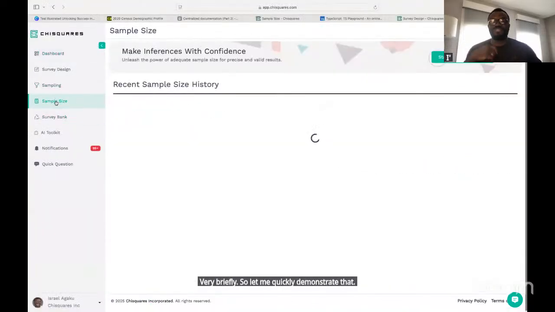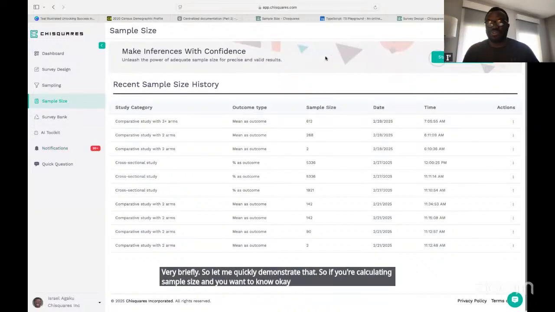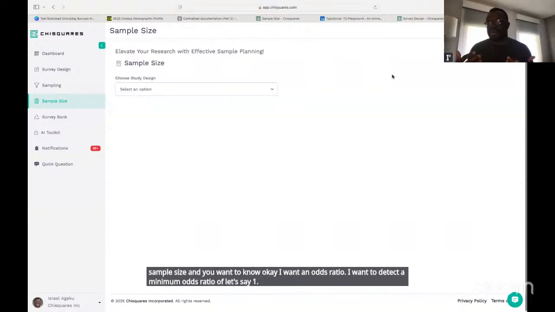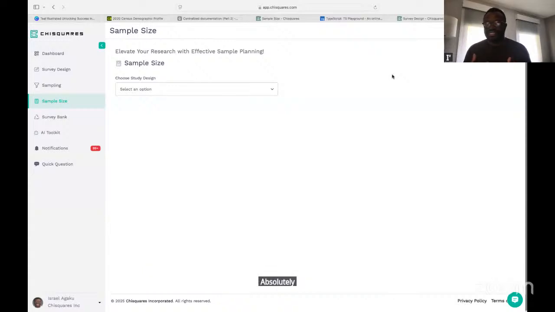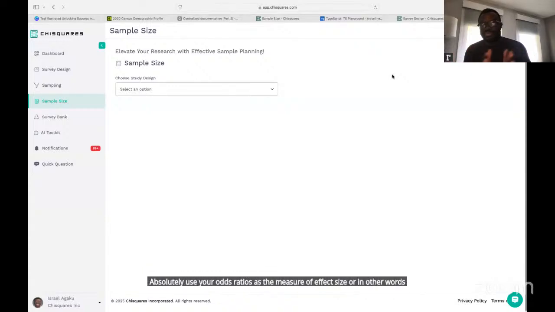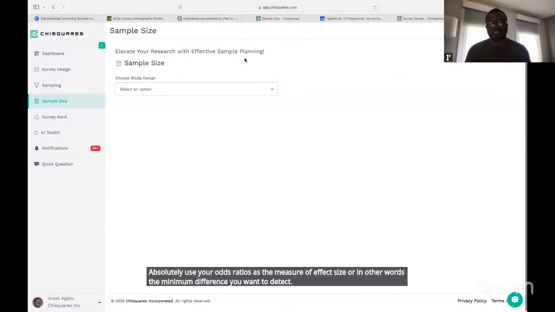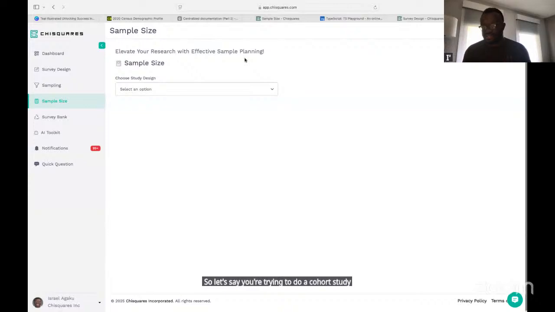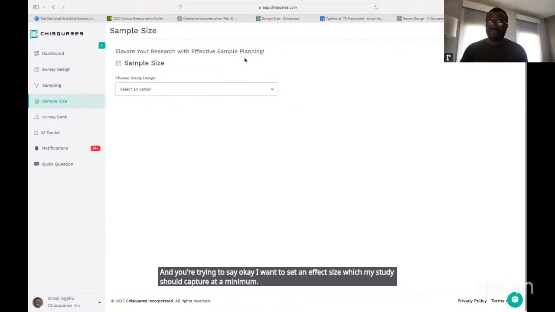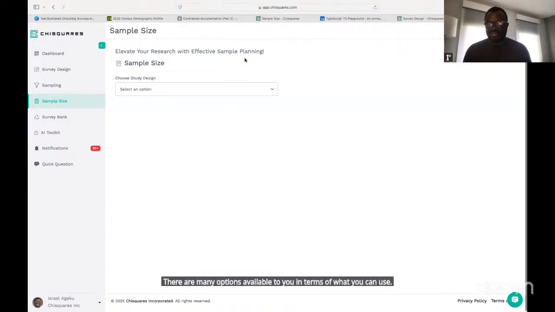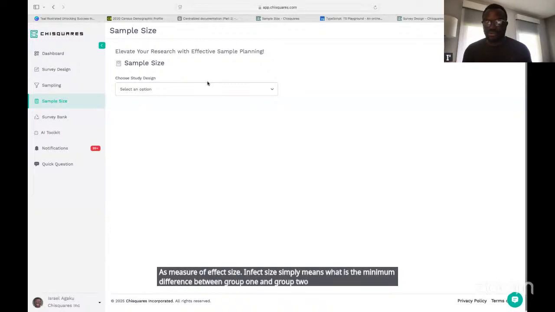So if you're calculating sample size and you want to detect a minimum odds ratio of, let's say, 1.5, right? You can absolutely use your odds ratio as the measure of effect size, or in other words, the minimum difference you want to detect. So let's say you're trying to do a cohort study or a case control study, and you want to set an effect size which your study should capture at a minimum. There are many options available to you in terms of what you can use as a measure of effect size. Effect size simply means the minimum difference between group 1 and group 2 that I want to detect. So that's what we call effect size.